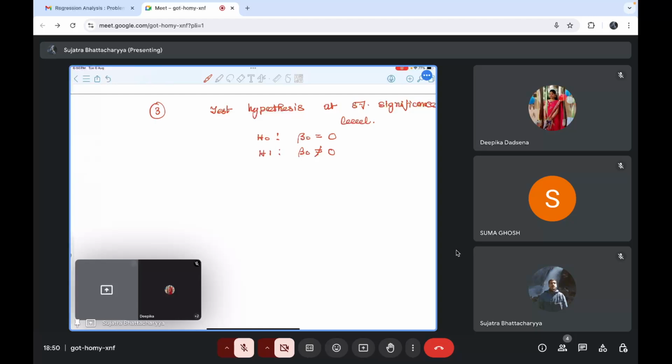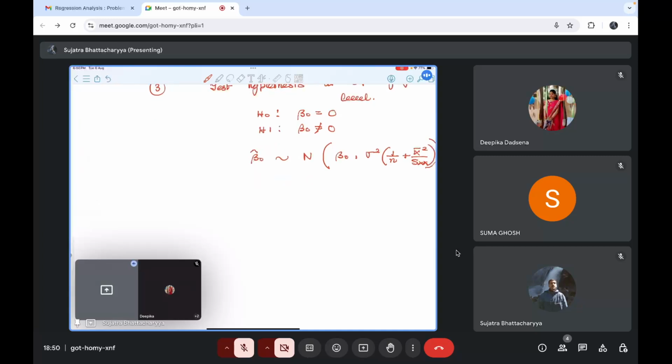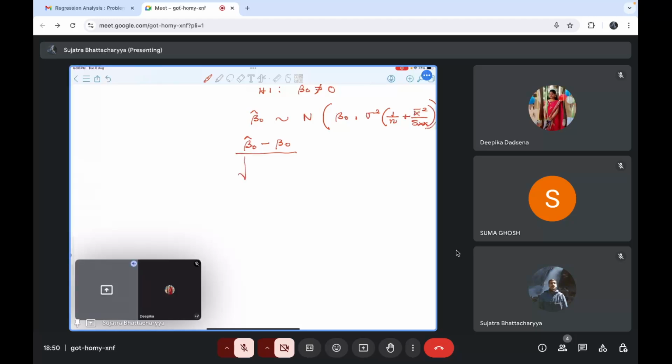Fine. So to do that, again, beta naught hat is a normal distribution with mean beta naught and variance sigma square times (1 upon n plus x bar square upon SXX). This is the variance of beta naught hat; if you calculate the variance, it comes out to be this. So it's a normal distribution. In the same way, if you standardize it, beta naught hat minus beta naught divided by root over sigma square (1 upon n plus x bar square divided by SXX) is again a normal 0, 1 distribution.